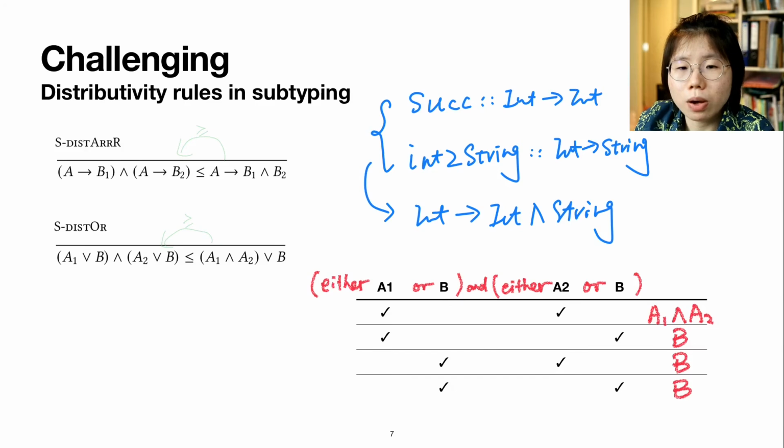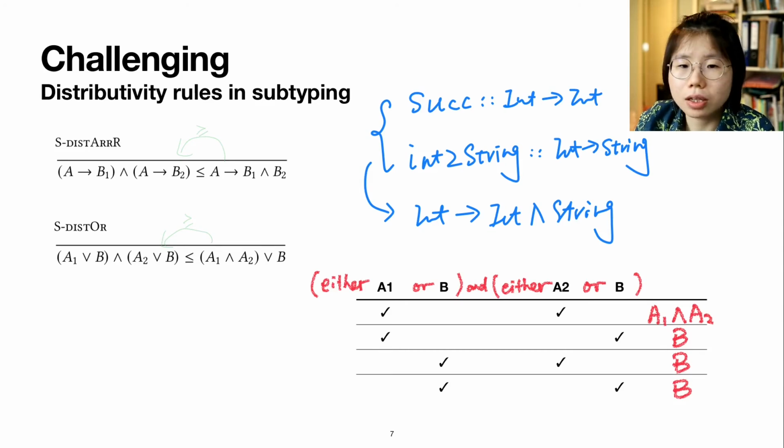The first one we show here distributes intersections over functions. And the rule is also in the BCD subtyping. In the second rule, intersection and union types distribute over each other. Note that in both rules, if we flip the direction, the subtyping judgment is also derivable in the subtyping relation. So the two types are actually equivalent.